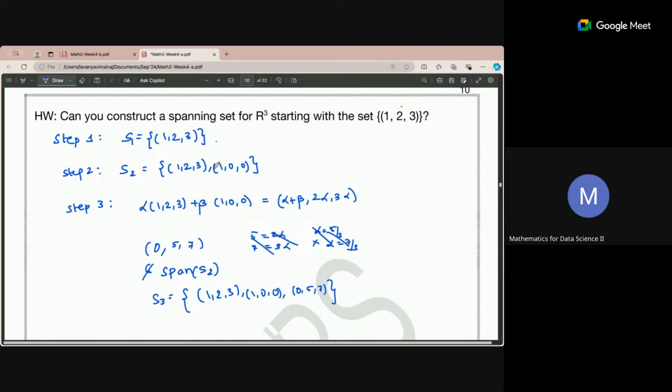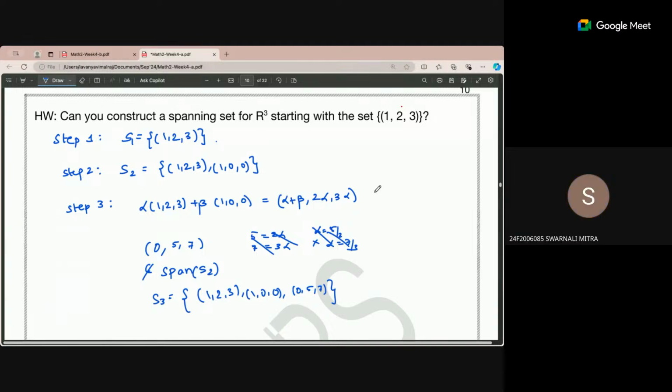Any questions now? Ma'am, can we start with an empty set in this? Yes, if you start with the empty set, the steps will be even easier actually. So I will start with (1, 0, 0) and then I will get a set very easily.